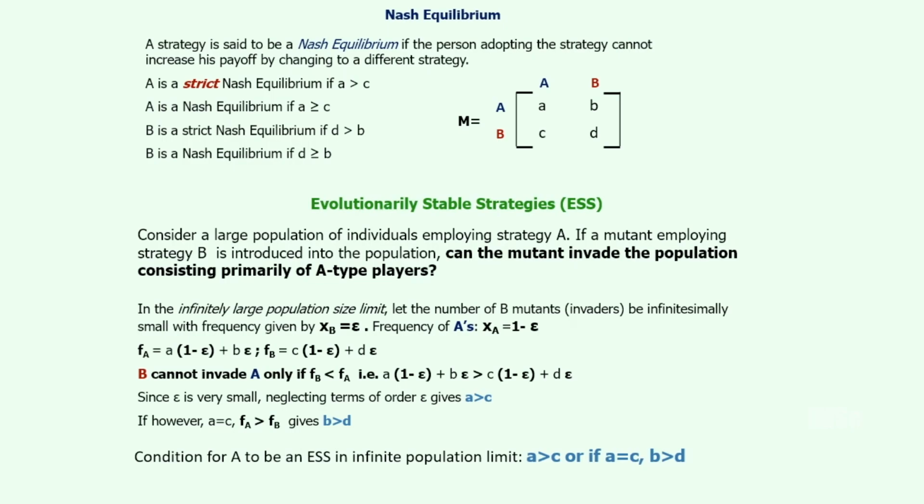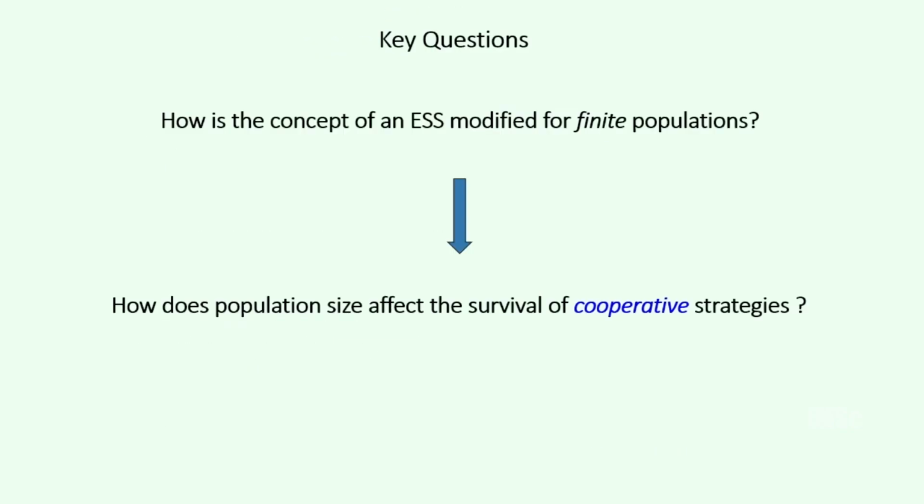And we then impose the condition that B will not be able to invade A if the fitness of the wild type is larger than the fitness of the mutant. Okay, and so that leads to these conditions on the elements of the payoff matrix. So by looking at the payoff matrix, you can tell which of the two pure strategies is an ESS or not. But now let me come to the crux of the problem.